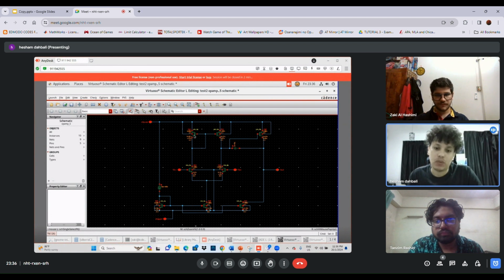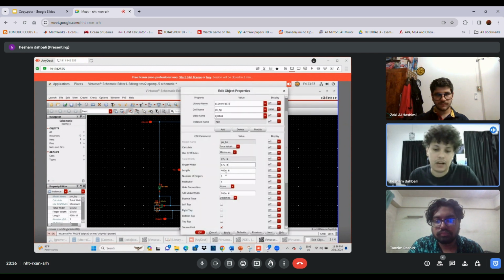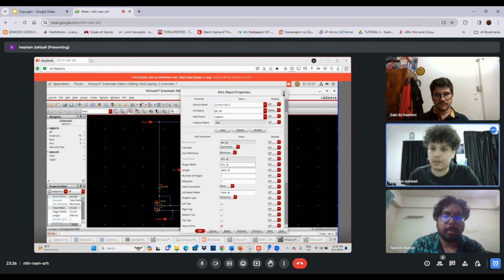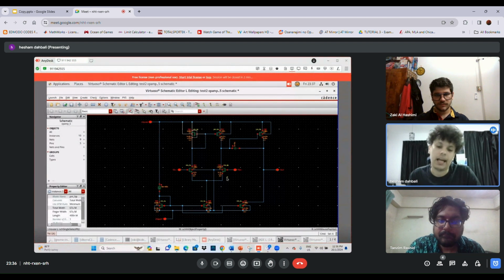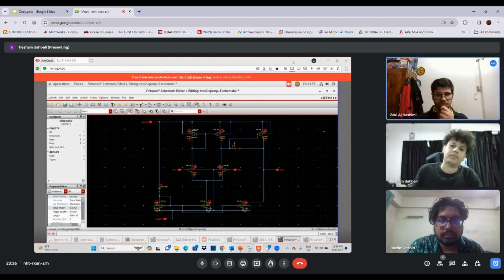So actually, we can zoom in here to look into our component sizing. It follows our calculation and our design. We have updated the width and length of all the components according to our calculation. So I'll pass it now to Zaki to explain the symbol and the simulation part. All right, thank you, Hesham.